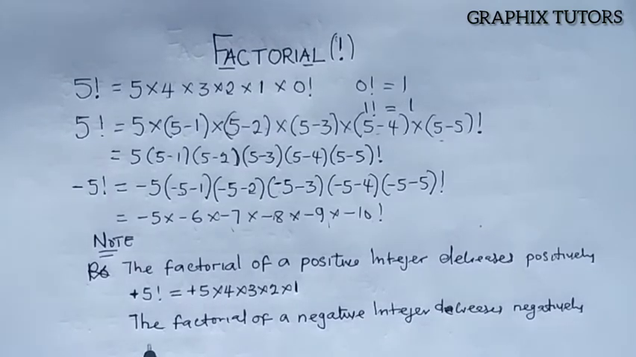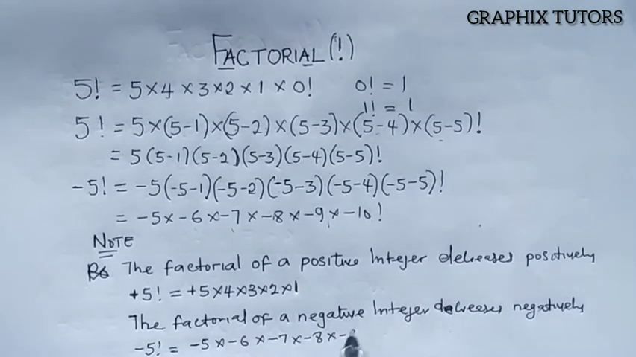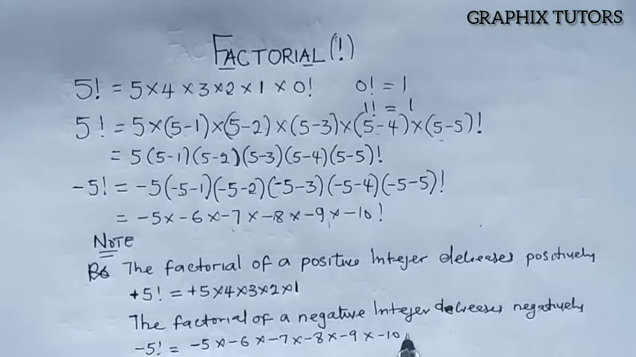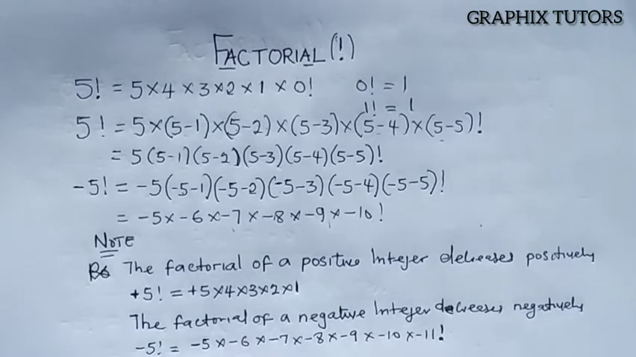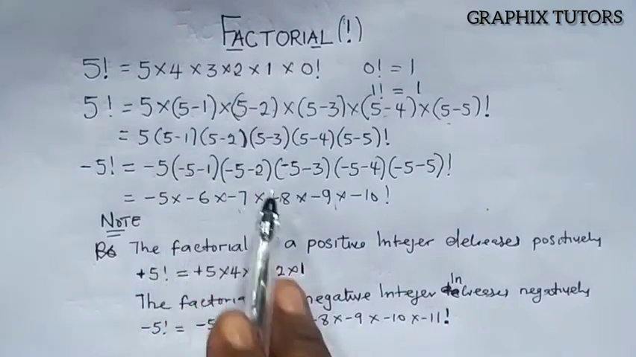How? If I have my minus 5 factorial, I'll be having minus 5 times minus 6 times minus 7 times minus 8 times minus 9 times minus 10 times minus 11. Anywhere I end, I put my factorial there. So it increases negatively, it increases negatively, just like I showed earlier here.